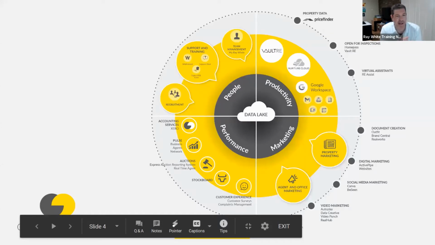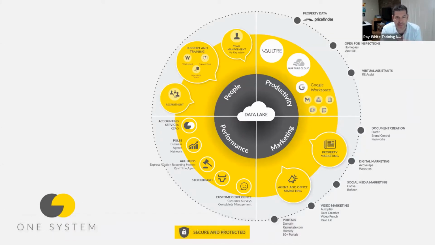Okay, so this is our new little infographic wheel we have for OneSystem 2.0. Again, you can see there's those 4 key areas and how all the different tools and applications fit in. Now, there's lots of familiar products here, but you will see in that productivity slice, the 2 newer products with Vault RE and Nurture Cloud. These are both going to be massive projects for us and the entire group this year. Marketing is clearly defined as property marketing and office and agent marketing. And then just around the outside, you'll see all the different applications and tools that help you with those 2 different streams.